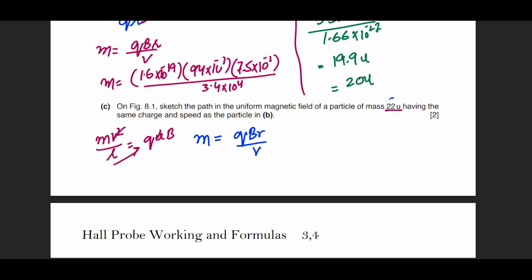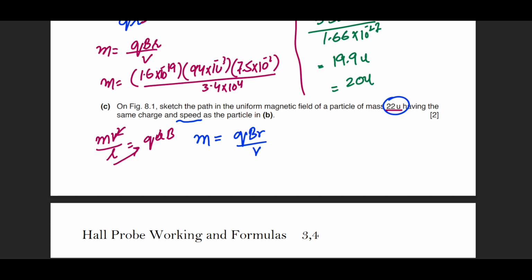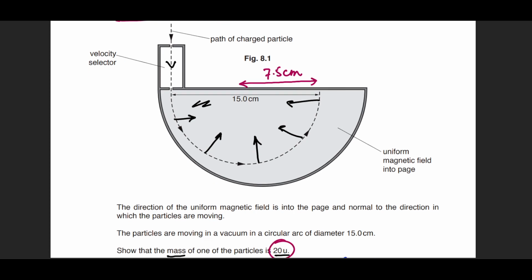Since mass and the radius are expected to change, and the charge, the magnetic field and the velocity are still the same, we come to the relationship that mass is proportional to radius, which means that if the mass is increasing, the radius will increase. So this particle's path will be somewhat similar, but it will be a bit longer. It will be at a higher distance or a higher diameter in comparison to the first one.